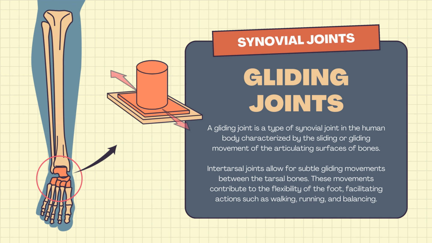Gliding joints. A gliding joint is a type of synovial joint in the human body, characterized by the sliding or gliding movement of the articulating surfaces of bones. Intertarsal joints allow for subtle gliding movements between the tarsal bones. These movements contribute to the flexibility of the foot, facilitating actions such as walking, running, and balancing.